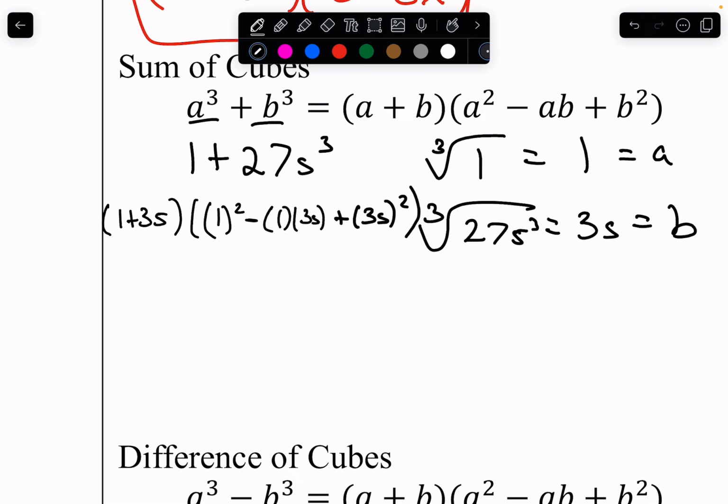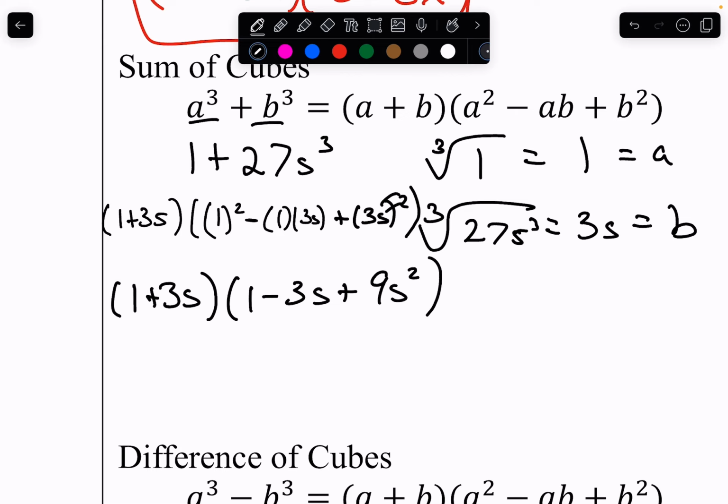Now we can simplify. The first one we can't do anything with, so it stays the same. 1 squared is 1. 1 times 3s is just 3s, so we're going to do 1 minus 3s. Now, be sure when you're squaring this that you distribute, so we end up with 9s squared.